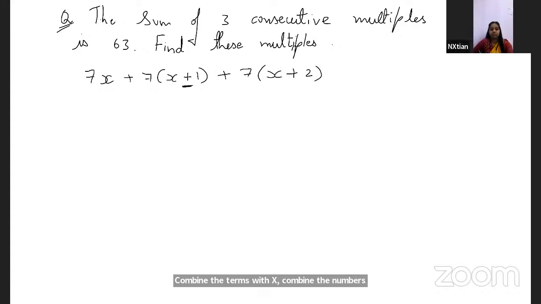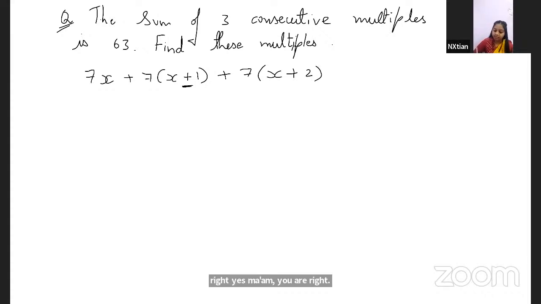Ma'am, I didn't get it. There's some noise around my area. Could you please tell again what you said? Ma'am, won't you first multiply the 7 with the bracket? I think it's 21x plus 21. Yes, multiply 7 with the bracket, and then combine the like terms. Yes, Simran, you are right.